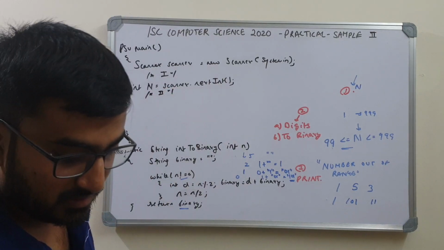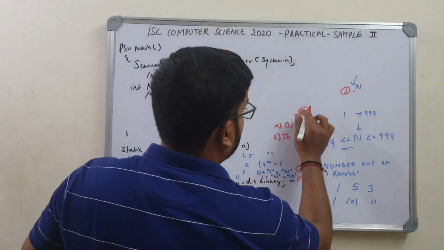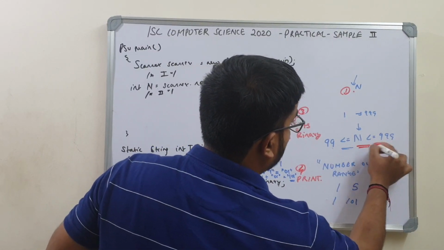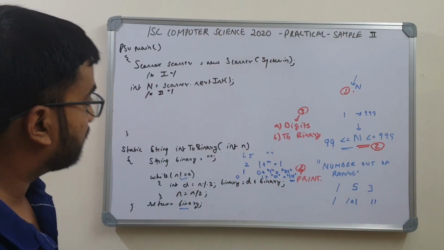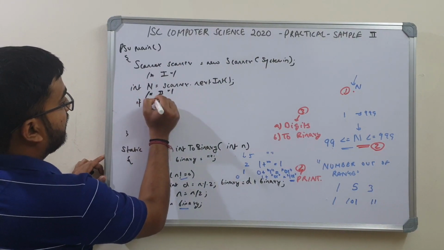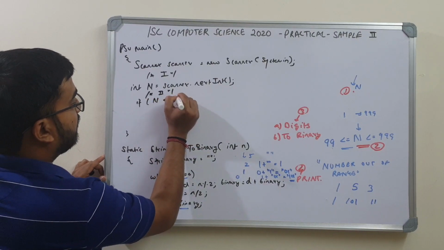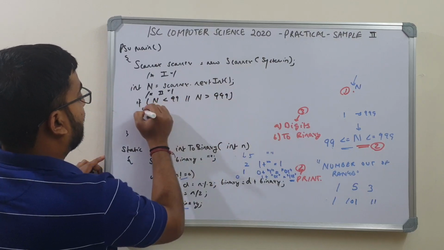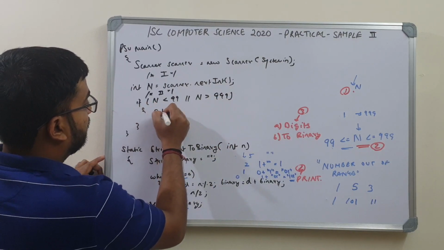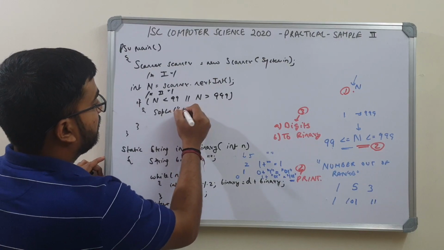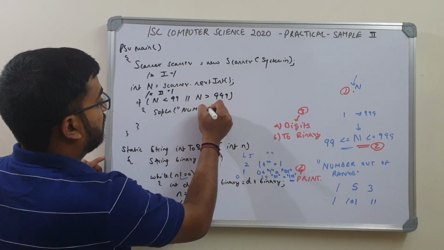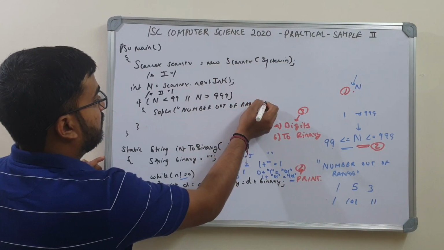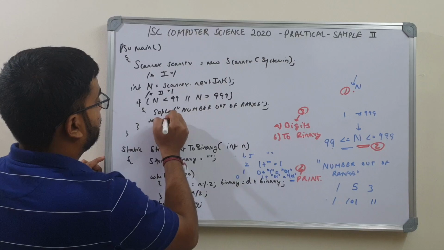So basically this is 3, this is 4, and this is basically 2. That is checking for valid value. So I'm going to say if n is less than 99 or n is greater than the other range 999, I'm going to say SOPLN, System.out.println, number out of range. Okay, and I'm going to return, I'm going to stop.